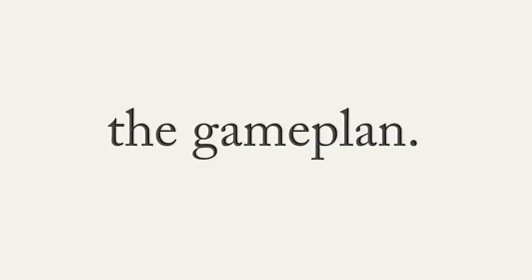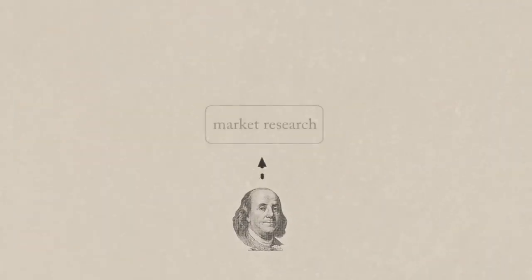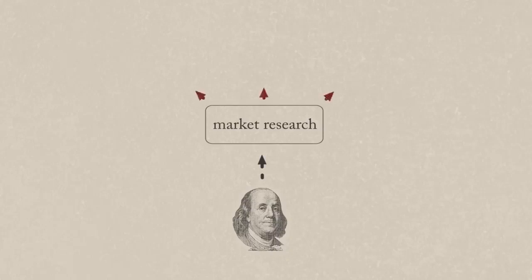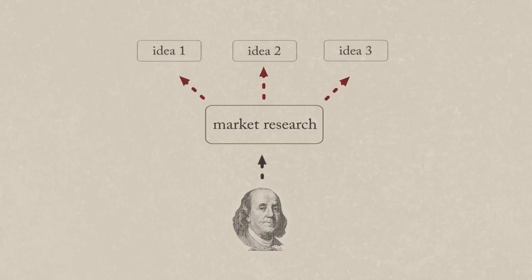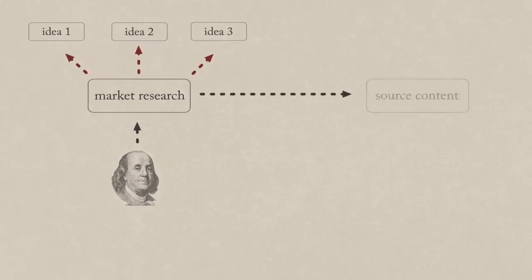All right, the first thing I want to do is lay out an actionable game plan. Step 1 is market research. We're going to spend 30 minutes to 1 hour in a self-induced internet wormhole to figure out what content is popular right now. And from that research, we're going to come up with 3 different video ideas to get the juices flowing.